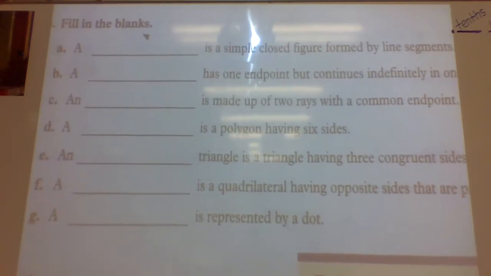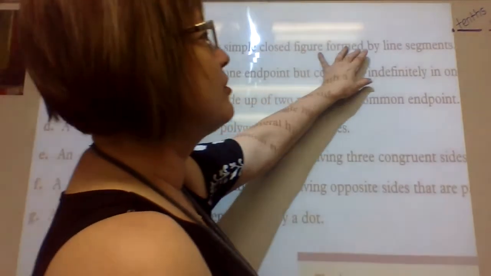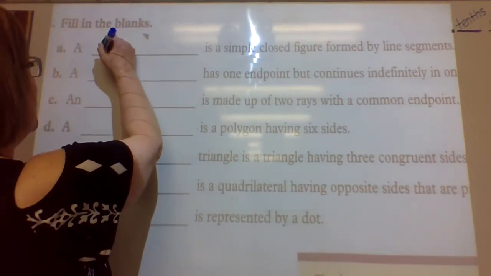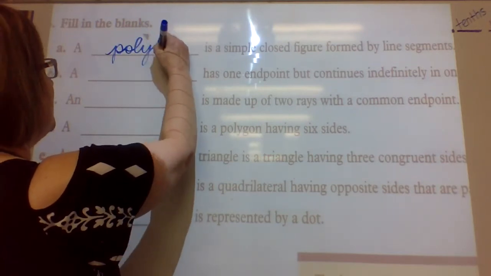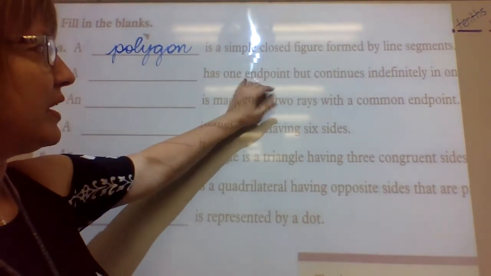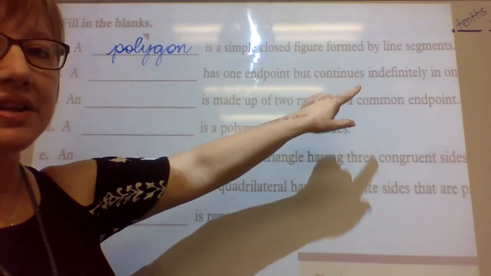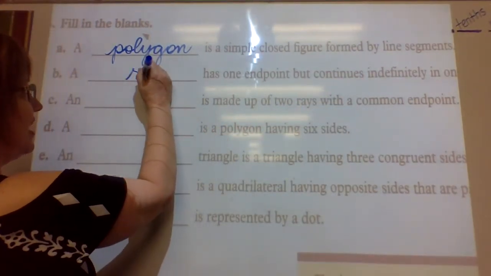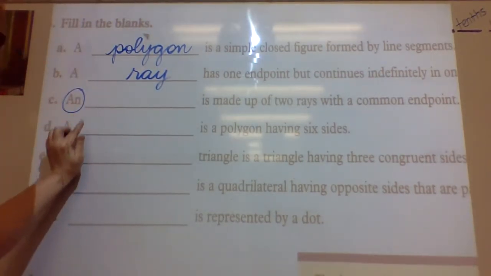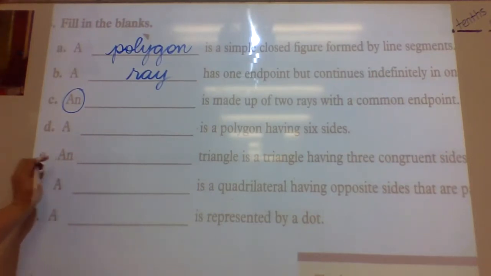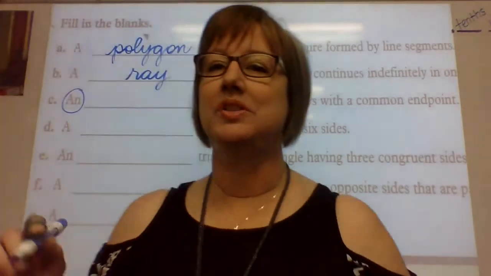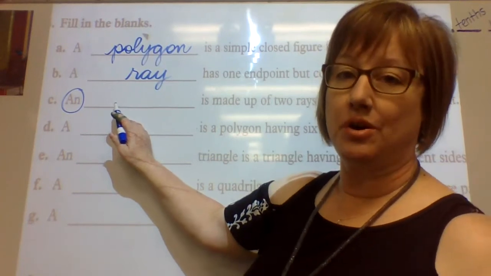Okay, so what is a simple closed figure formed by line segments? That is called a polygon. Remember that word? Sounds like polywog. Makes me think of spring. What has an endpoint, one endpoint, but continues indefinitely on the other side? That is a ray. Also, do you guys know this? If it has the word "an," what does that mean? It means the next word will start with a vowel, right? So this word's going to start with a vowel.